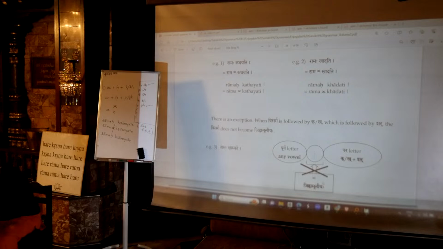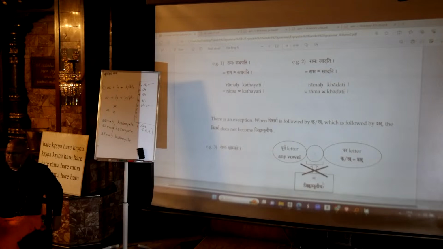Ramaha kshamyate. This ksha, you have to practice a little bit. It is kakara and shakara. Ksha, kshatriya, kshama, kshamyate. Yeah, it's like that. Kakara and then sha, that ksha is there. Ramaha kshamyate, like that. Okay, so this is how it is. No jihva muliya, you can see. It's not turning into jihva muliya. It will only stay as it is. This is the point.